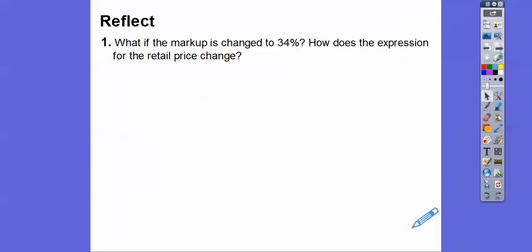Okay, so what if the markup is changed, instead of 42%, it's 34%? How does the expression for the retail price change? Well, remember, 100% plus 34% is going to get us 134%. So since the skateboards were S, then it would be 1.34S.